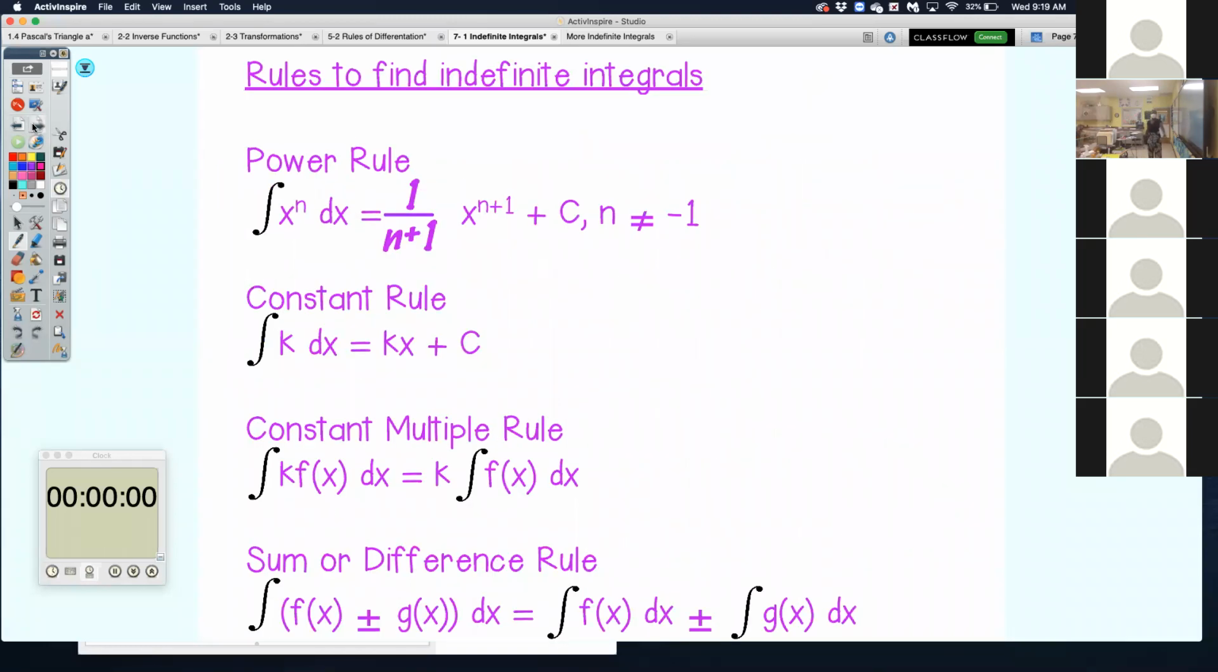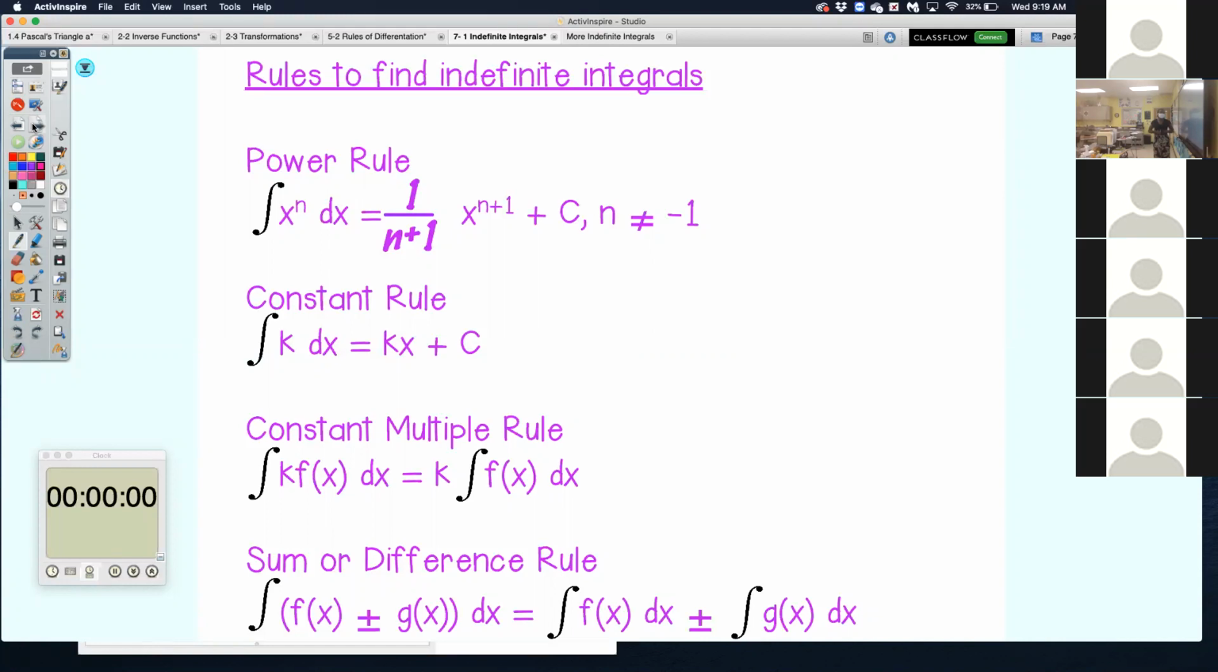Here are some of your basic rules to find indefinite integrals. Okay, the very first one you guys have already written down. This is again known as your power rule for indefinite integrals. So you have the integral of x to the n dx, like we just practiced. That's 1/n plus 1 times x to the n plus 1 plus c. Of course, n cannot equal a -1.